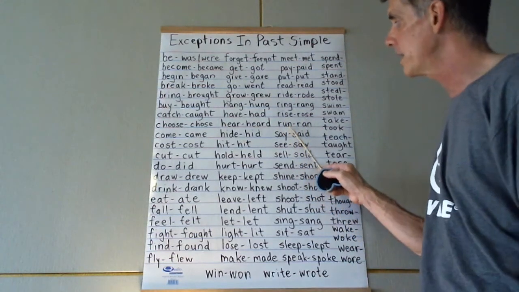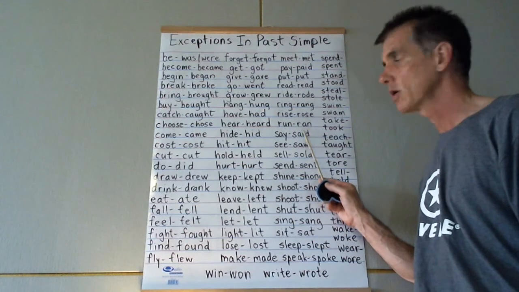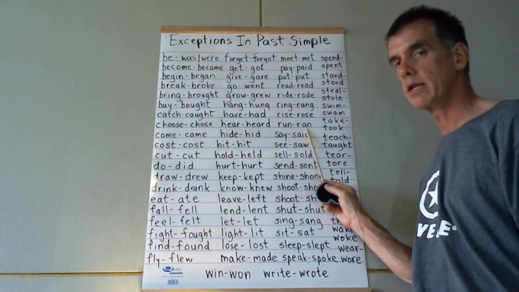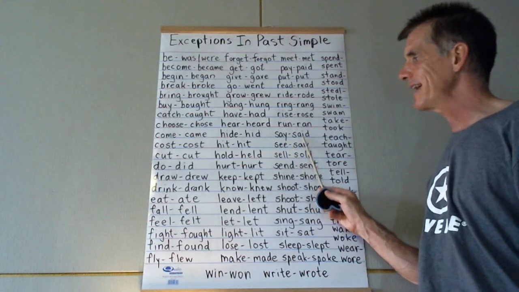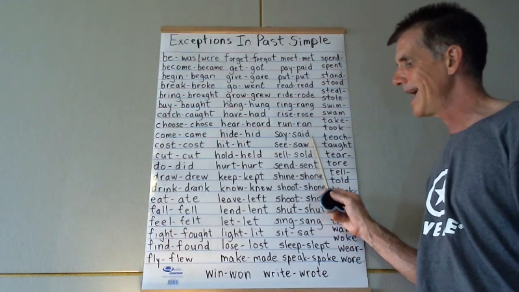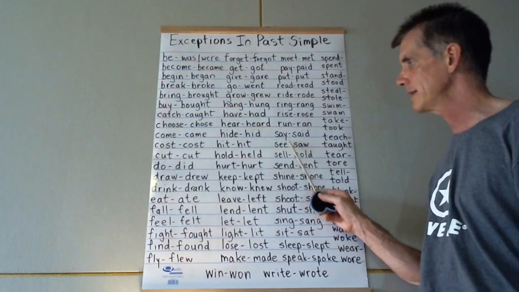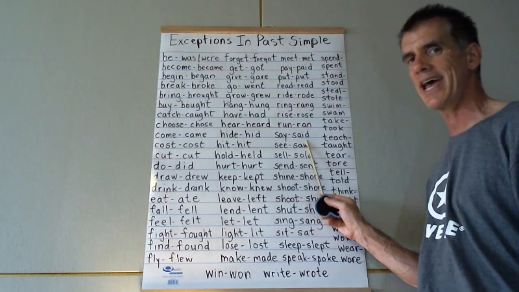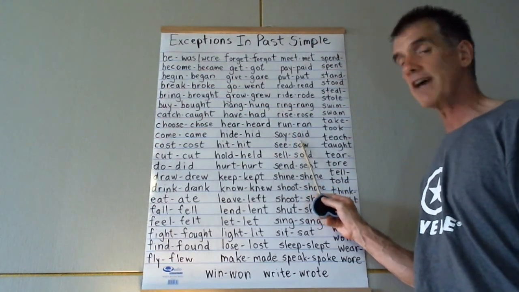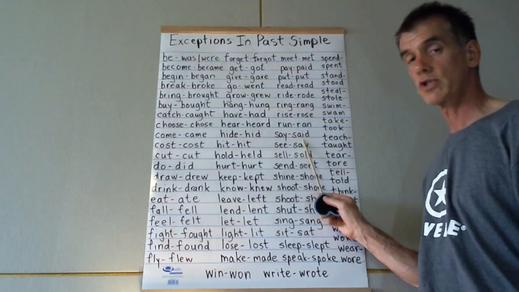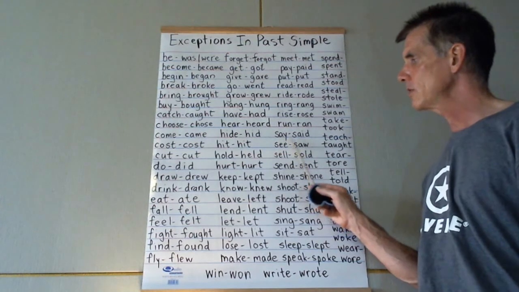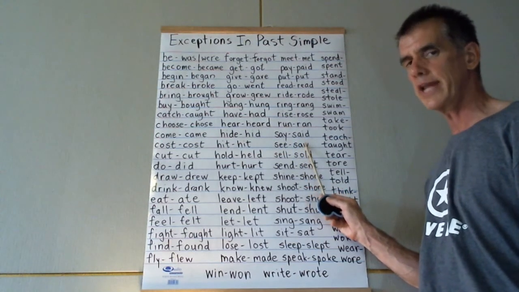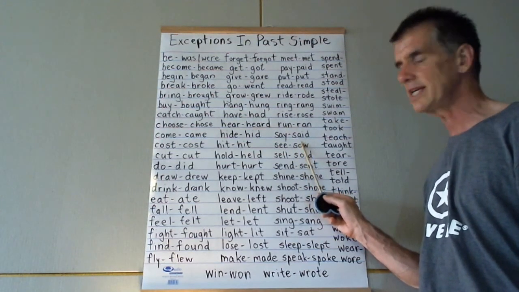And then run and ran. Run and ran. Okay? U changes to A. Say and said. So again, Y changes to ID. Say and said. This is a little vexing also for English learners, because said is no longer an A sound. It's actually a short E sound.